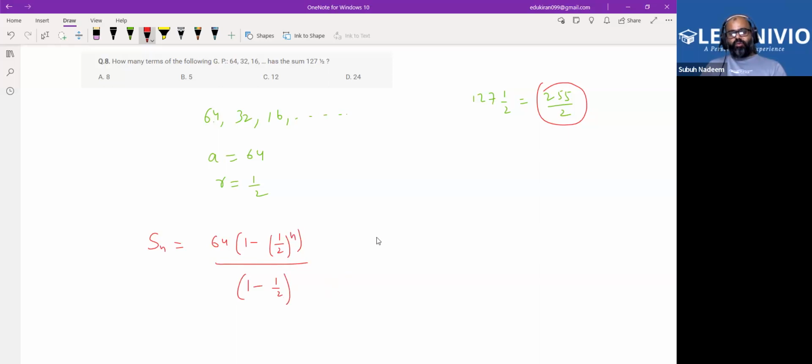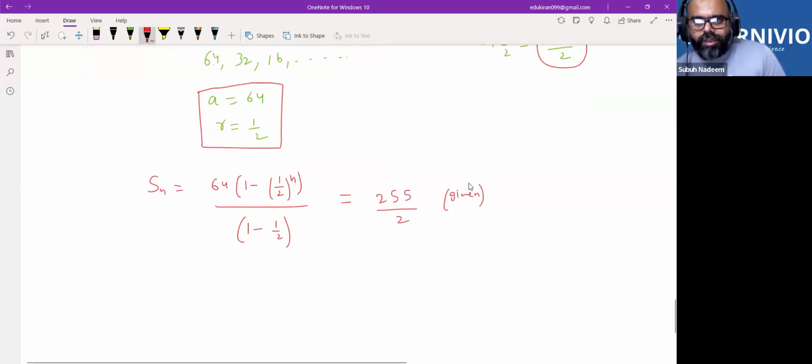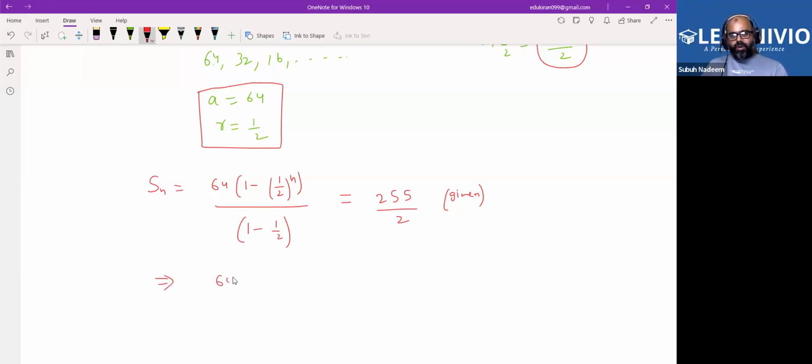So this is the formula for the sum till n terms. We apply it here. And it is given that this is equal to 255 by 2. This is given in the question. So what we will do now is we will write it as 64, and 1 minus half is half, and this is 1 minus 1 by 2 to the power n, and this is 255 by 2.